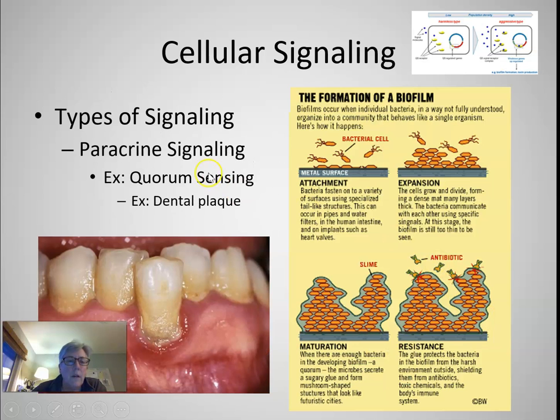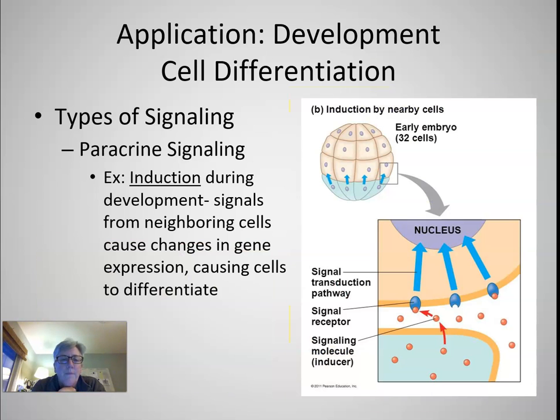Another example of quorum sensing is dental plaque. That is when you get this gross, what's called a biofilm on your teeth, which is basically a film of bacteria. That's kind of gross. And the bacteria get organized into a community, and they start to mature and expand, and they're resistant to antibiotics. So this happens because of quorum sensing, which is a type of paracrine signaling.